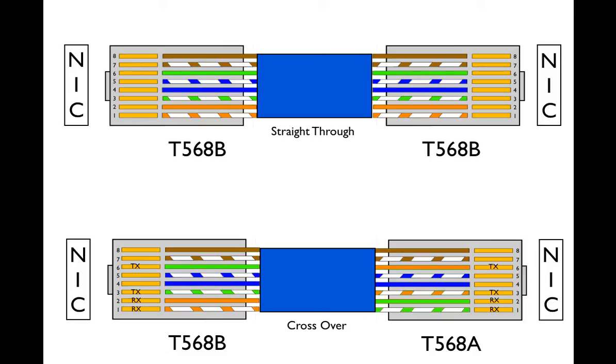2 would go to 6. 3 would go to 1. And 6 would go to pin 2 on the other side. And this is the way we would have receive to transmit, transmit to receive. Therefore, when we use like devices, we use a cable called a crossover, which is easily explained by how the cables cross over each other.